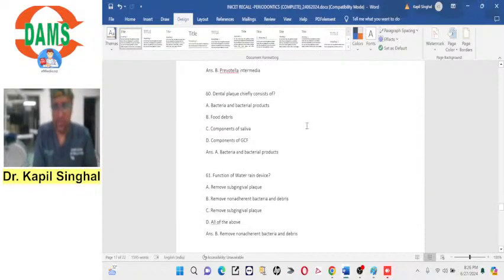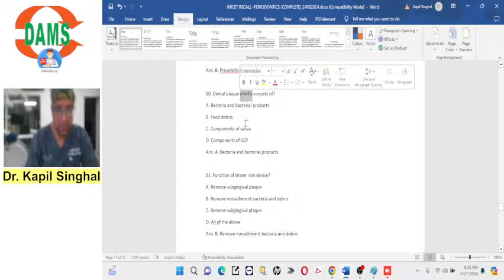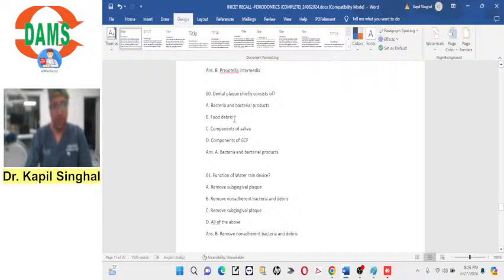Okay, next question. Bacterial plaque mainly consists of: option A, bacteria and bacterial products. Option B, food debris, no. Option C, components of saliva. Option D, components of GCF. So please remember, plaque has a maximum number of bacteria and bacterial products, 80 to 90% of this. C and D are also partially correct, but the question asks what it chiefly consists of. So the option here would be A.